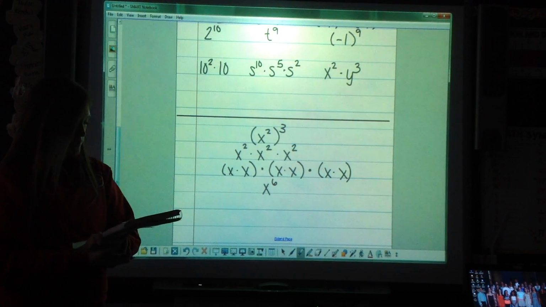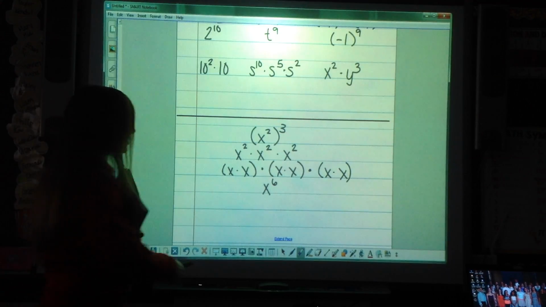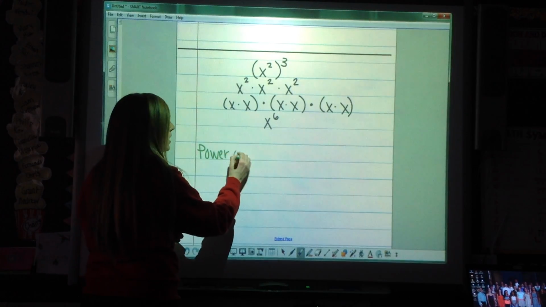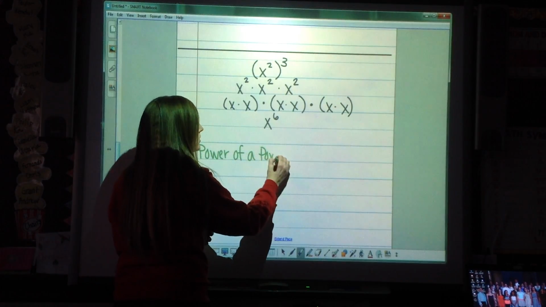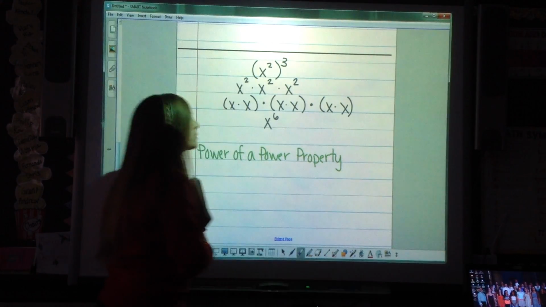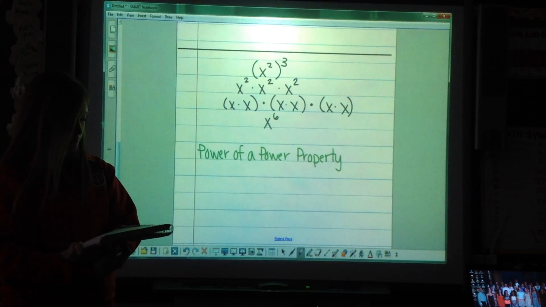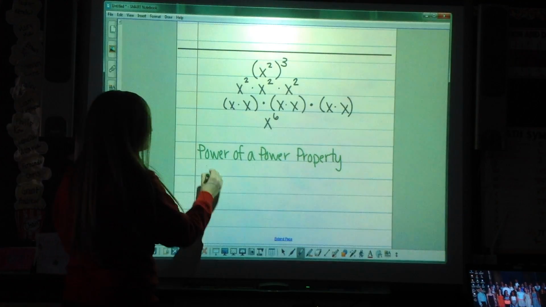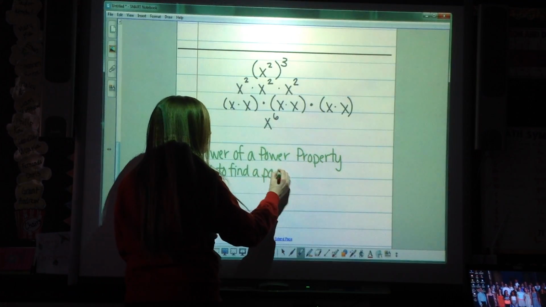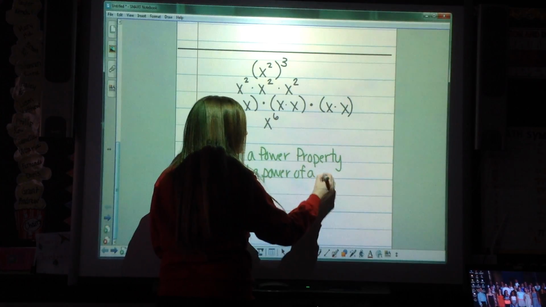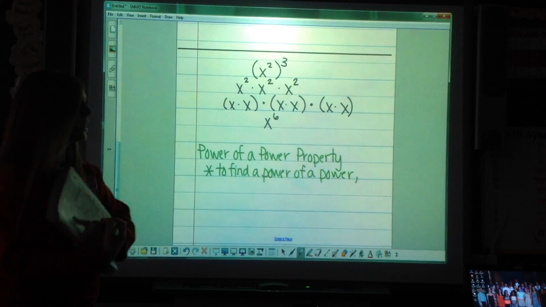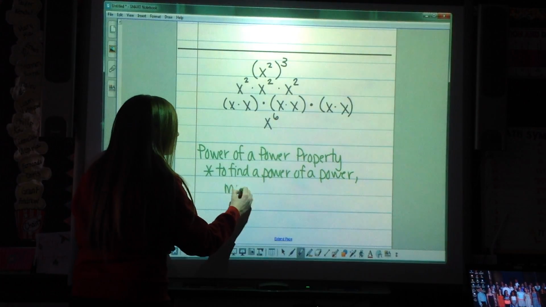Okay. What we just did is the power of a power property. Power of a power property. Maybe you can see what the shortcut is before I say it. To find the power of a power, multiply the exponents.